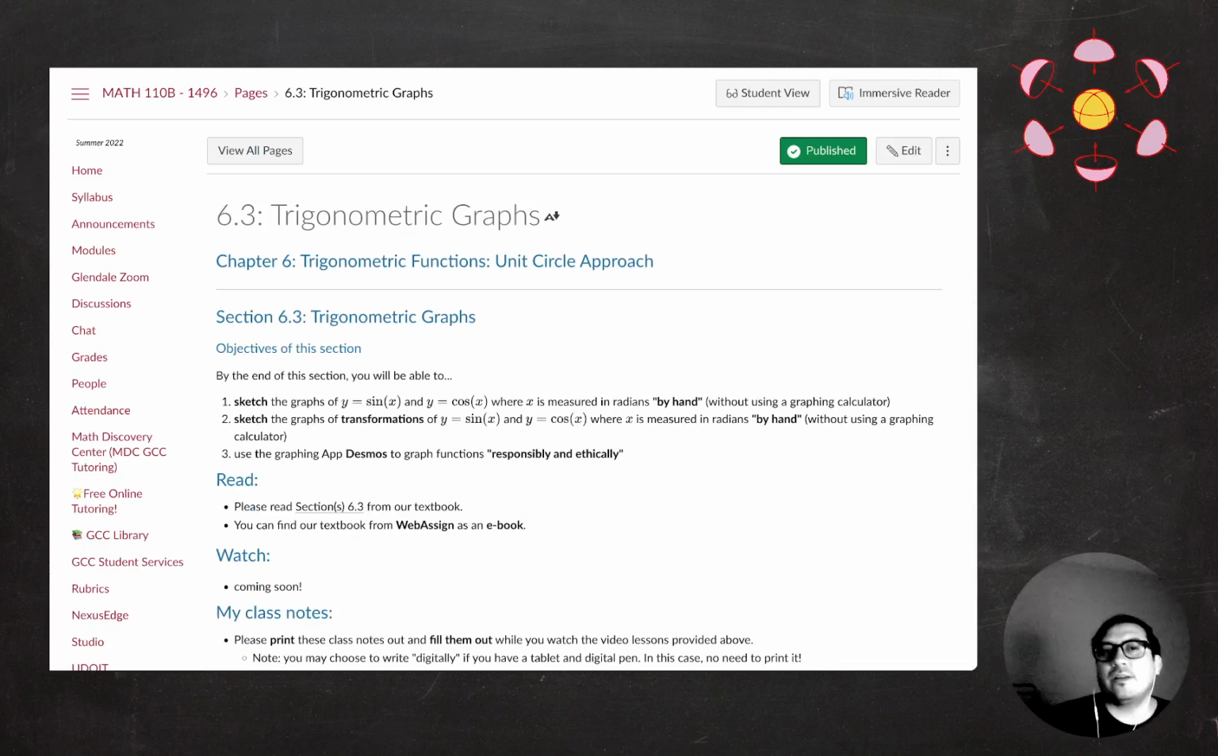So today we're going to look at the trigonometric graphs. All right, so here let's take a look at our section. There's three key objectives here. We're going to look at how to graph sine of x and cosine of x. Then we're going to talk about how to graph transformations of these functions. And then at the end, we'll talk about a graphing app called Desmos and how to graph functions responsibly and ethically. Okay, we'll save that for the end here.